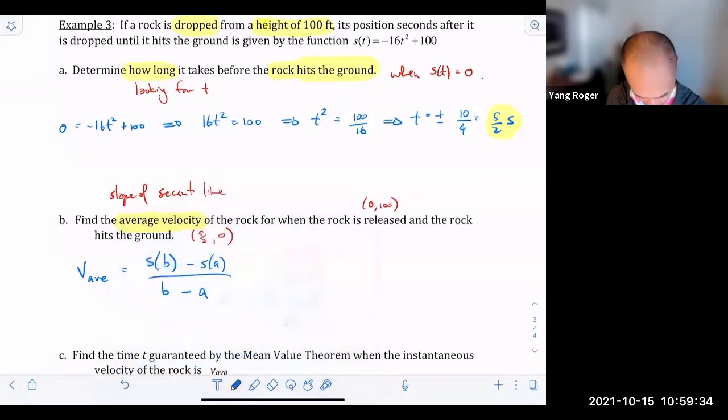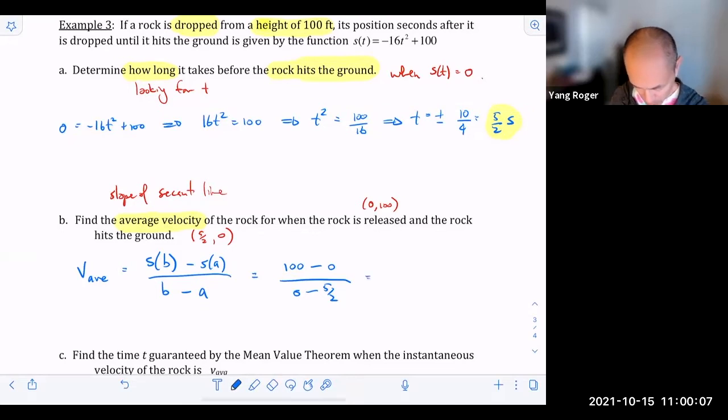So we just plug in those numbers. The y value is 100. That looks too much like infinity to me, but it's not. It's 100 minus 0 over 0 minus 5/2. So you've got to make sure that your x values and your y values are matched up correctly.